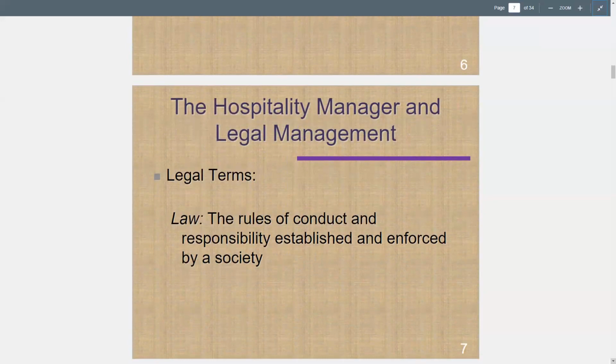So what is the law? Well, like most really basic concepts, it's almost impossible to define because it's such a basic idea. You really can't break it down too much to more detail. It's kind of like, if you have an atom, how do you break up an atom into smaller components? Well, you really can't. But the law, as our textbook defines it, are the rules of conduct and responsibility that have been established by a particular society at a particular time.